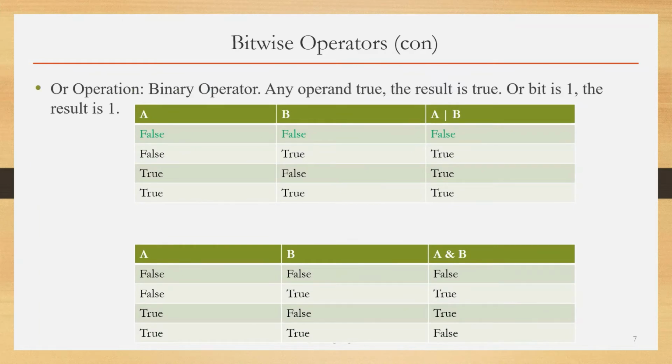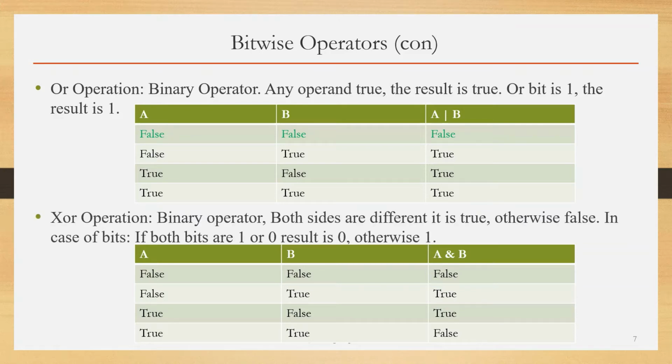Okay, now the OR operation. The OR operation is represented by the pipe sign, a single pipe sign. So it is also a binary operator. If any operand is true, the result is true. Or if it is operating on bits, if any bit is 1, the result is 1. So here A, B, A or B. False, false gives false. That is the only combination when A or B will be false. All the other combinations, false true, true false, true true, result in true values.